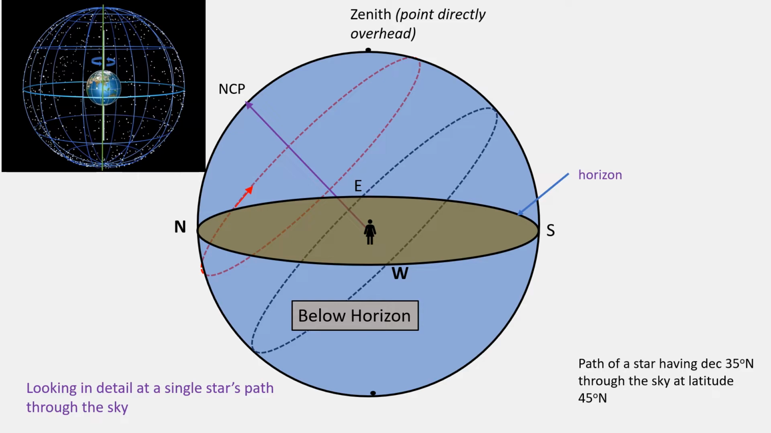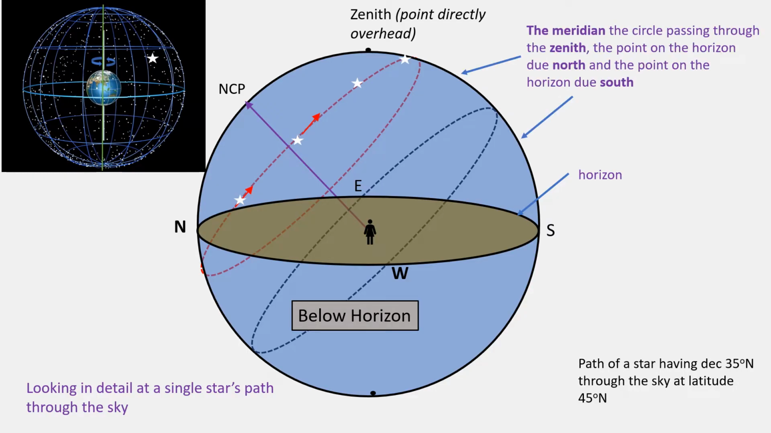Okay, now let's look in detail at the path of a star having declination 35 degrees, observed at a place with latitude 45 degrees. The star rises in the east, moves higher in the sky, reaches its highest point when it crosses the meridian, which is the imaginary circle joining the zenith, north and south directions. It then descends and finally sets in the west.